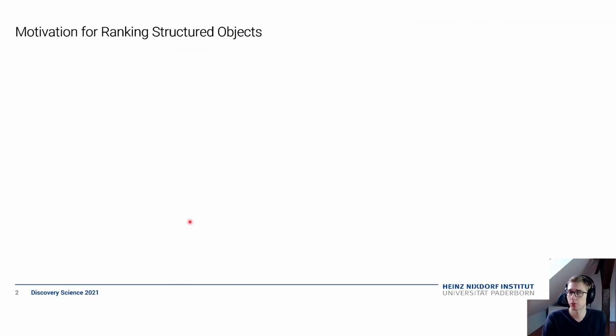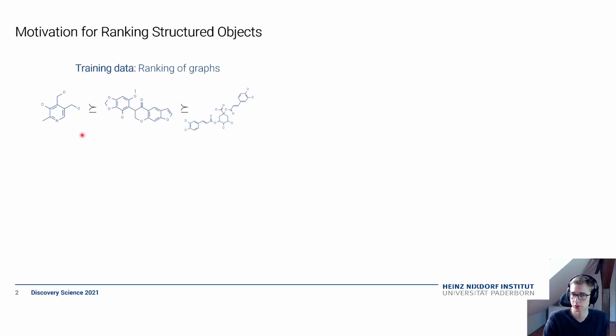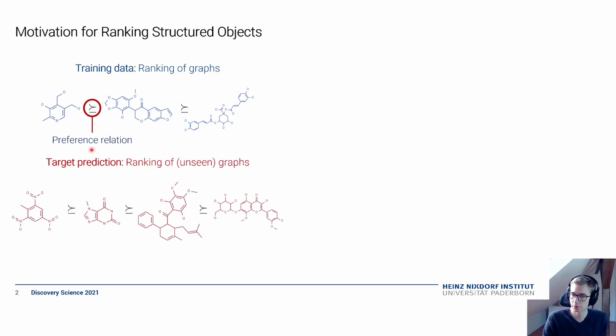Let's start off by looking at what structured object ranking actually is and what it might be useful for. As input, we assume that we are given a number of ranked structured objects, for example, a ranking of molecular graphs, which we can also interpret as a partial observation of some underlying preference relation. Our goal is to generalize this preference relation by training a model which is able to rank previously unseen graphs.